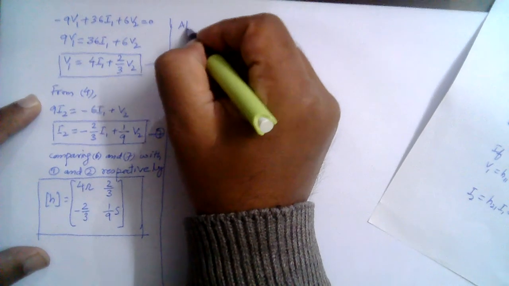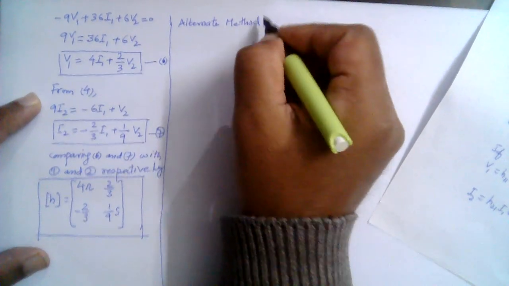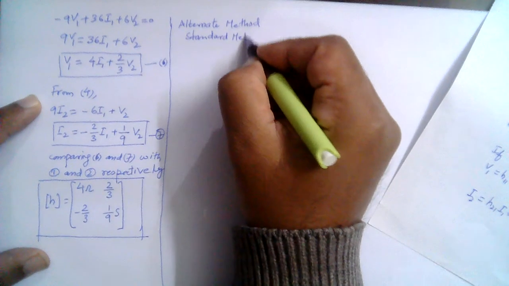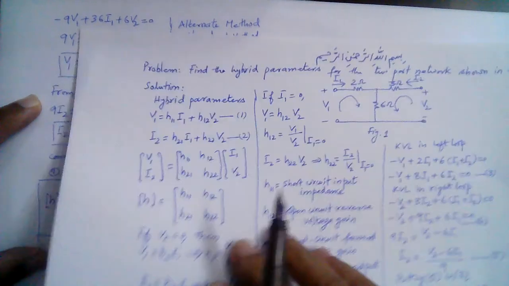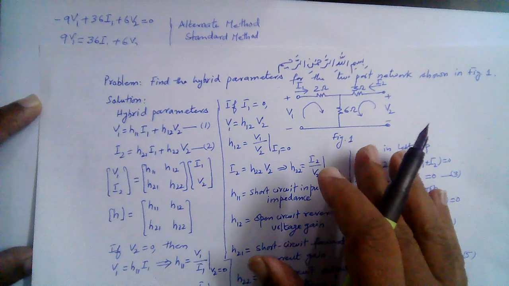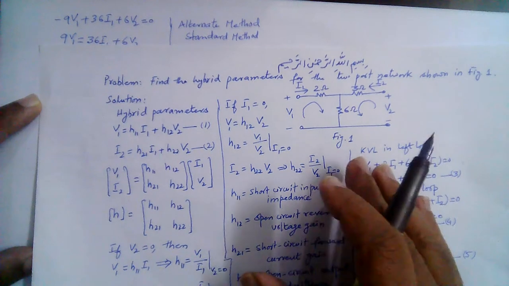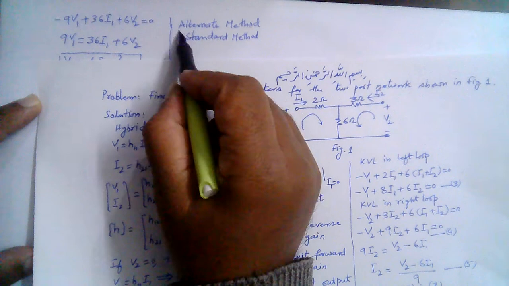We can employ an alternate method, which is the standard method, right? Why do I call this a standard method? Because with this method, if the circuit is a bit complex, we may not be able to apply the previous technique directly to that circuit. If it involves more than one node and it has many loops, for example, then we will need to employ the standard method to find the hybrid parameters.